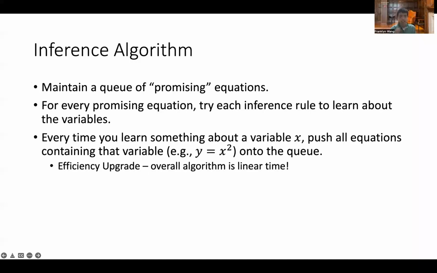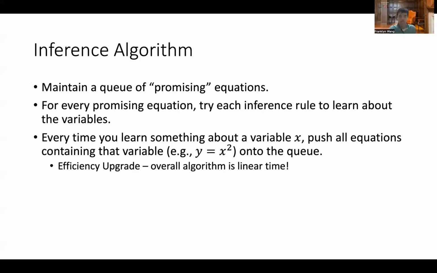Every time you learn something about a variable x, you push all the equations that contain that variable, like y equals x squared, onto the queue. You should only process an equation if you've learned something new about one of the variables in it. Otherwise, if you didn't get anything last time, you probably won't get anything this time either. That's actually a very important optimization because it means that any equation is not pushed onto the queue very often. It's only pushed when you learn something new about it. And this leads to an algorithm which is linear time in the number of equations.